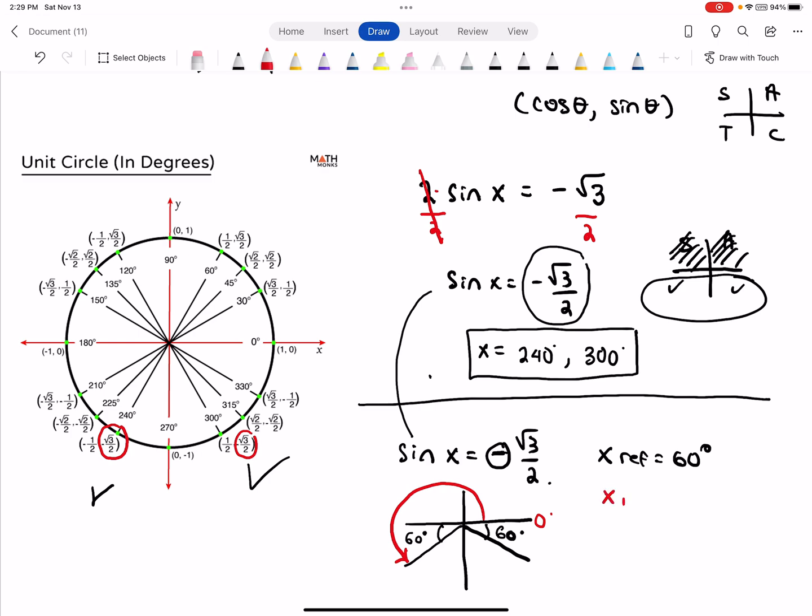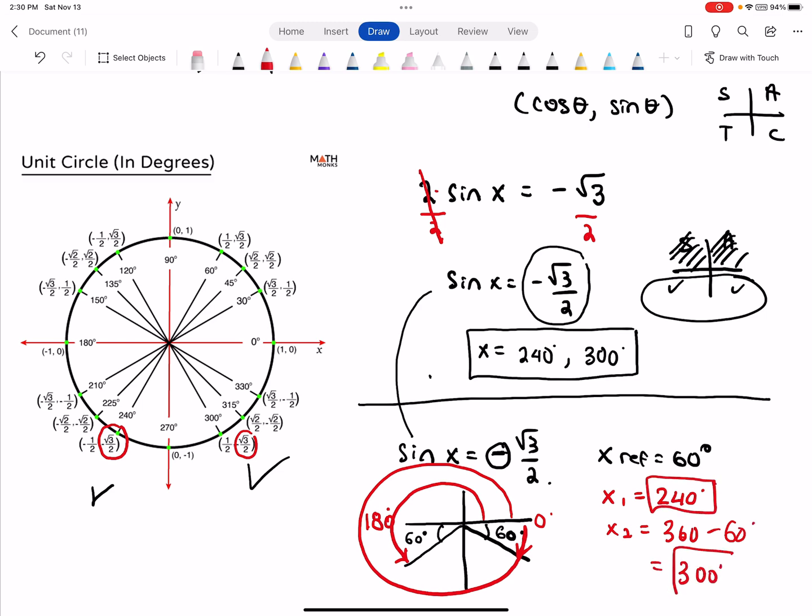So x1, the first angle, is going to be 240 degrees. How did I get that? 180 plus 60. x2, the second angle, is going to be not quite a full 360, but you need to go down by 60. So that'll be 360 minus 60 degrees. So that'll be 300 degrees. So as you can see, these two angles are matching the first unit circle answers that we got.